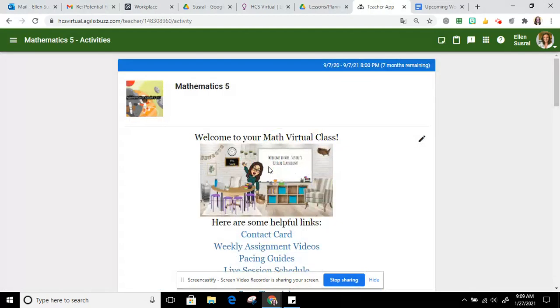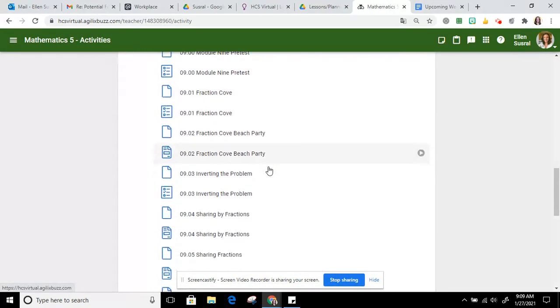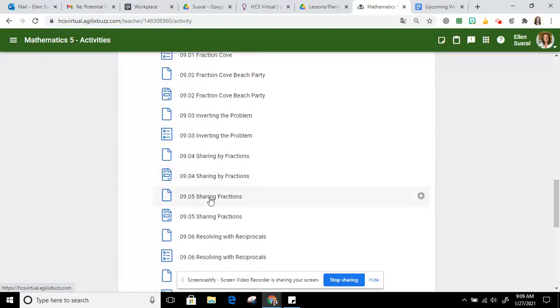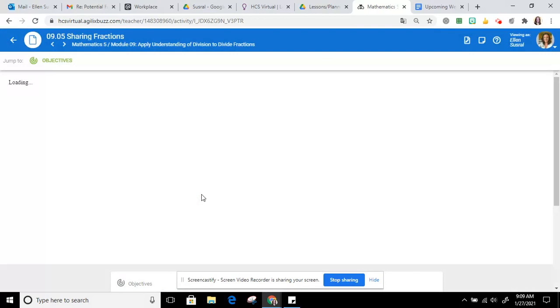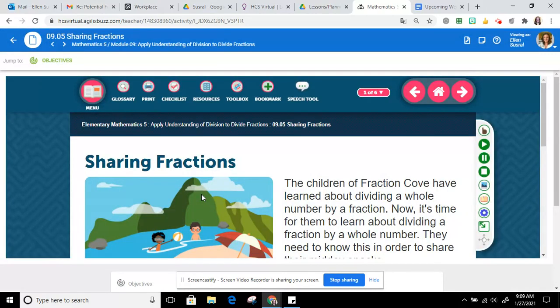You're going to start by going into your math course. We're looking for module 9 and we're looking for lesson 905. Make sure you click on the blank page icon. Make sure you go through all 6 pages of this lesson.